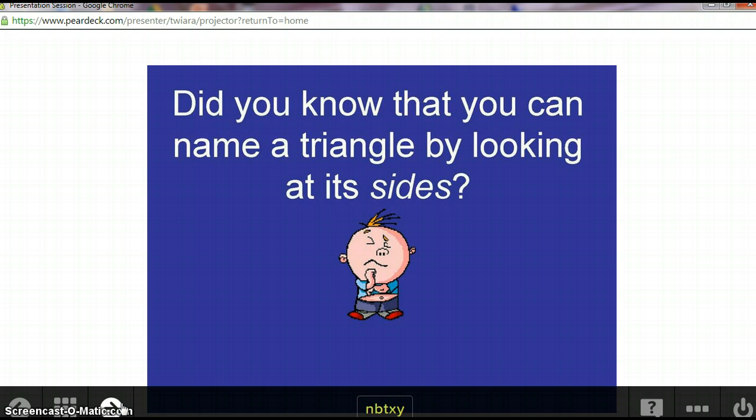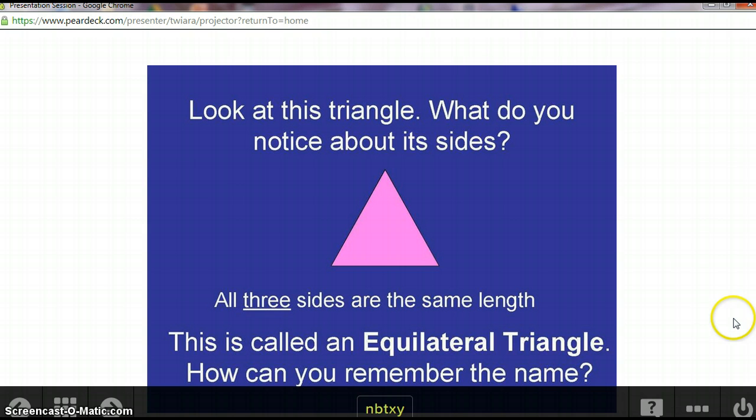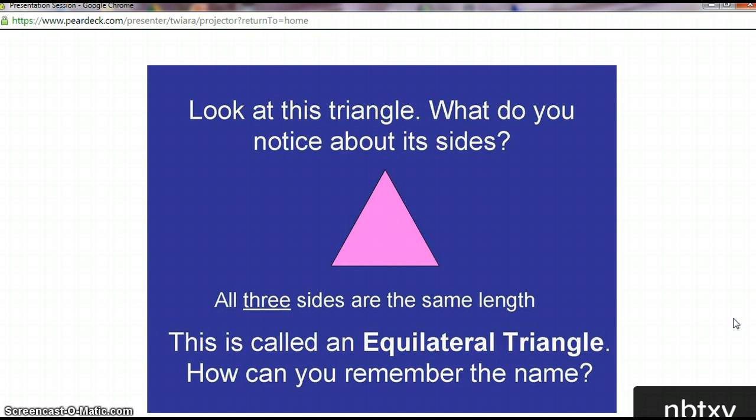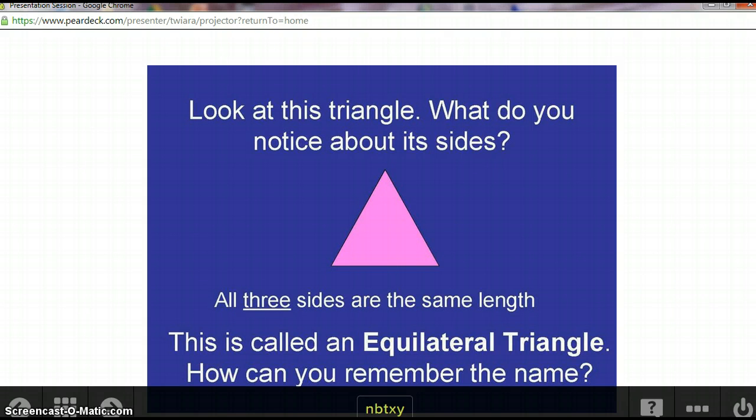Did you know that you can name a triangle by looking at its sides? Well, you can. We're going to go through those now. Okay. The triangle that's in front of you and also on our screen, I want you to notice that with this triangle, all 3 sides are the same length. And when you have a triangle that has all 3 sides the same length, we call it equilateral. The way I remember this one is I can hear the word equal in equilateral. So equal sides, an equilateral triangle will have all three sides the same length.